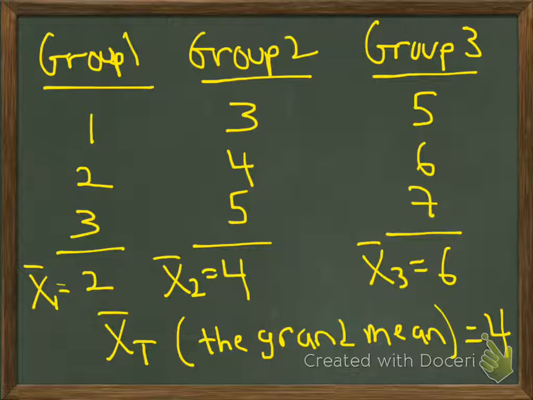averages. So group 1 has a mean of 2, group 2 has a mean of 4, group 3 has a mean of 6, and if you add up all 9 scores and divide by 9, you'll find that the grand mean, or x bar total, is 4. So the grand mean is 4, and each of the group means are there, 2, 4, and 6.